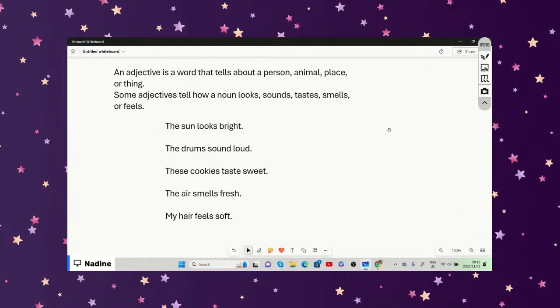So now, if we look at a few examples of, let's say, sight words, here are a few sentences. Example: the sun looks bright. So basically, how would you describe or tell about the sun? We can say the sun looks bright, which means that the adjective that describes the sun would be bright. So bright is the adjective.